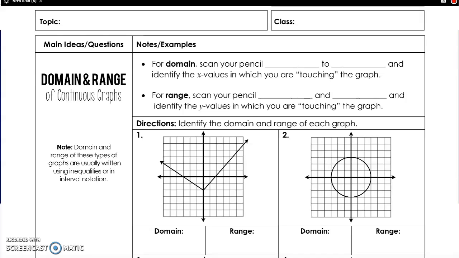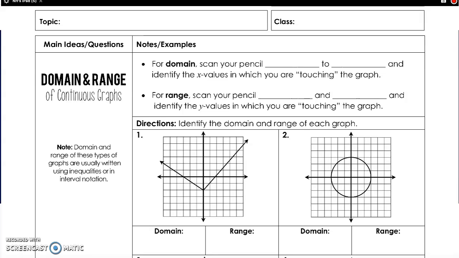This video will cover notes pages 3-3 and 3-4. So we looked at the domain and range of discrete graphs. So that's when there were just a bunch of ordered pairs. Remember, domain is the X and range is the Y.